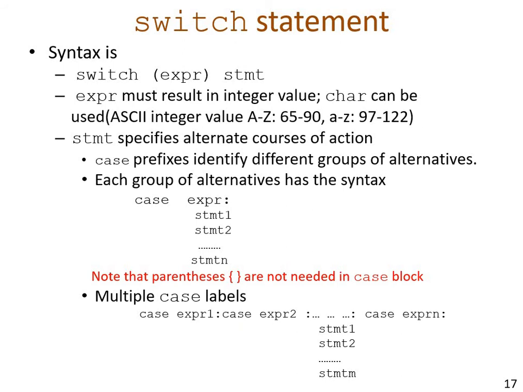So switch, expression, and the statements. The expression must result in an integer value. Char can be used, but it is compared with the ASCII integer values. So for capital A to capital Z, it is 65 to 90, and small a to small z, it is 97 to 122. And the statement specifies alternate courses of action. That is, whatever process you want to execute as a statement can be written in the program so that it will be used.